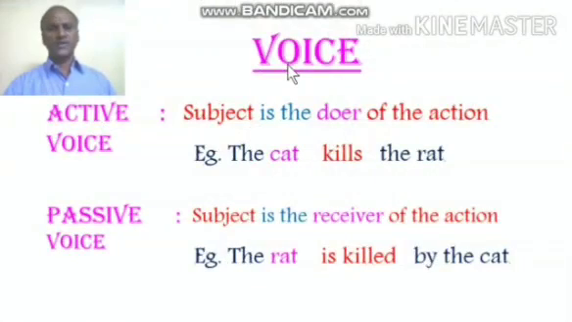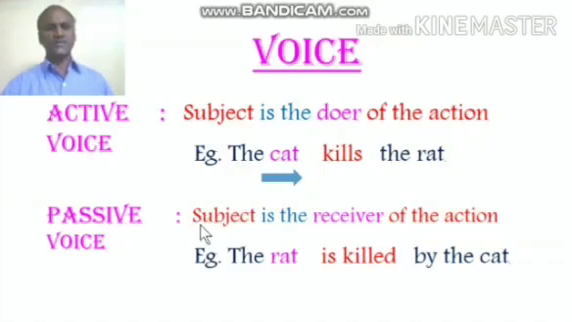Next, when we speak about voice, we have two types of voice. One is active, the other one is passive. Now what does active mean? If the subject is the doer of the action, it is called active voice. Doer of the action, in other words, called as acts. If the subject acts, it is active voice. For example, the cat kills the rat. Here, the cat is doing the action, which is the subject. Hence, it is called active voice.